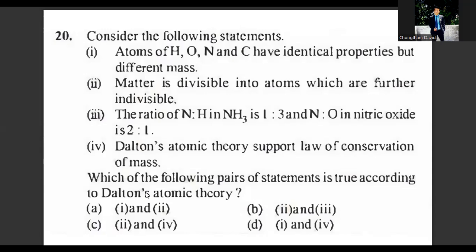See, for statement 1, hydrogen and oxygen and carbon, nitrogen, they all have different chemical properties. And statement 2 is true as per Dalton's postulate. For statement 3, the ratio of nitrogen to oxygen in nitric oxide would be 1:1. For statement number 4, Dalton's postulate says atoms can neither be created nor destroyed. So 2 and 4 is the answer for this one, 2 and 4. So option C is the answer for question 20.